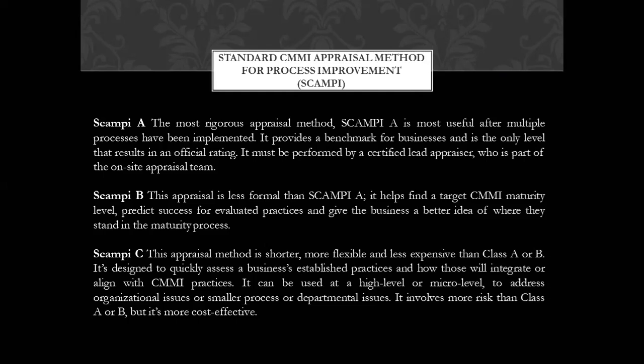SCAMPI B is less formal than SCAMPI A. It helps to find out a target CMMI maturity level, predict success for evaluated practices, and give the business a better idea of where they stand in maturity. So basically, when we are doing appraisals, you can relate this to any organization.